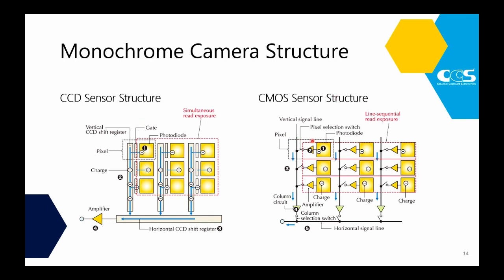The sensor is made up of pixels that will vary in size. So the size of the pixels and the number of pixels will determine the resolution of your camera.